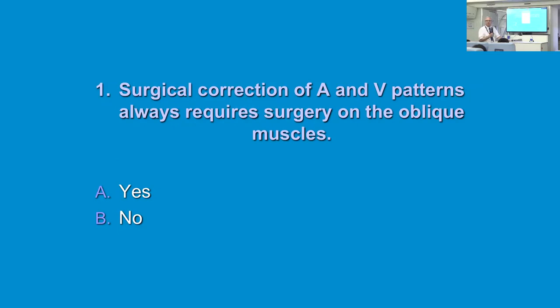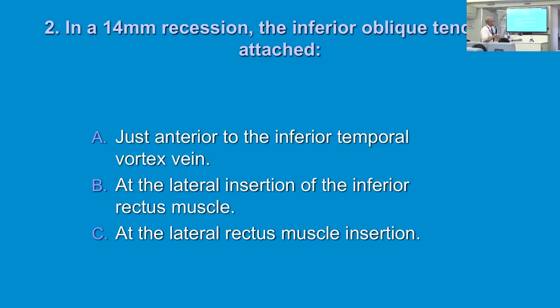And then we talked about it in a 14 millimeter session. Where do you put it? Okay, good. So we got four people said no. Good. I learned something. Where do you put the inferior oblique? Where is it attached? Just anterior to the inferior temporal vortex vein, at the lateral rectus insertion, or at the lateral insertion of the inferior rectus, or at the lateral rectus muscle insertion. Let's see if we get a response there.